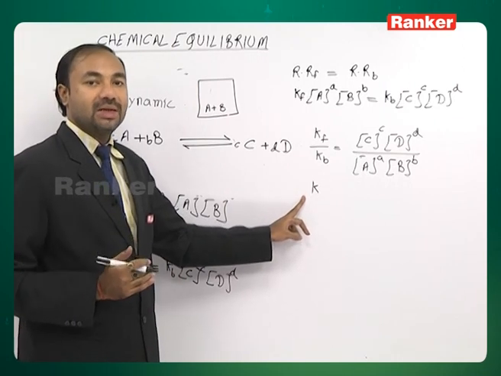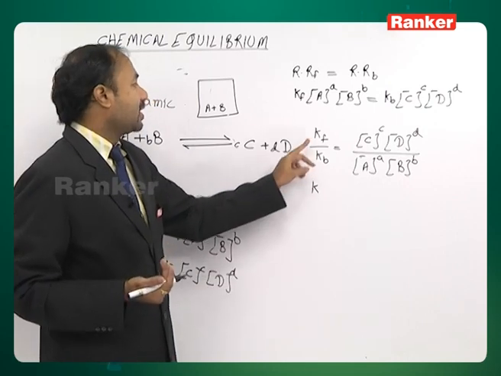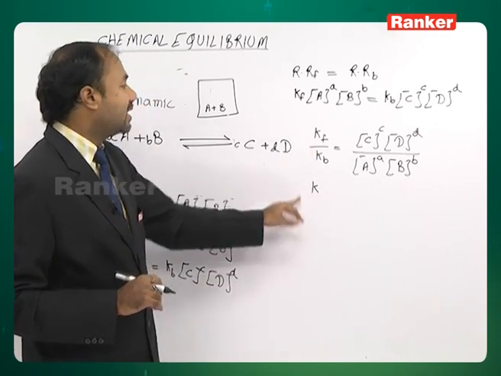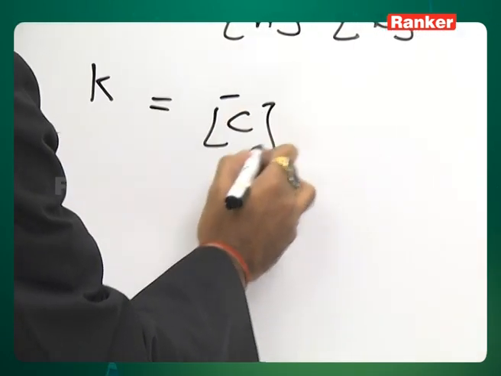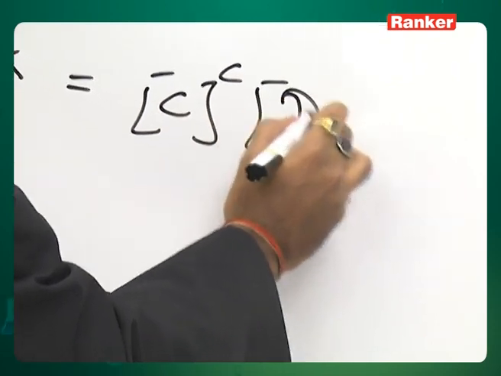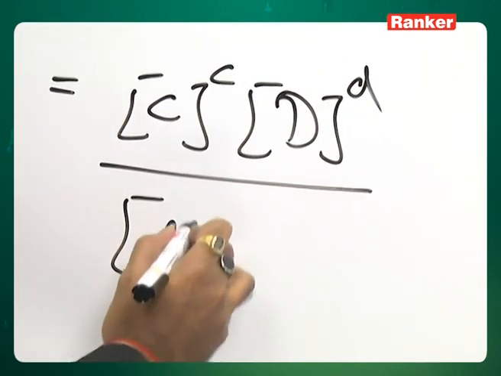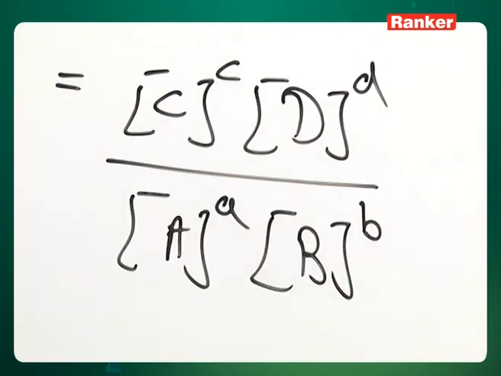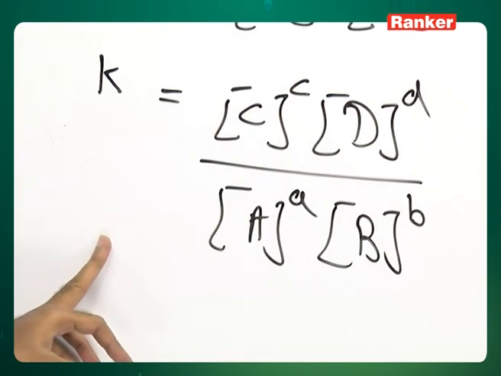This K only is known as equilibrium constant. So from here you can understand that equilibrium constant is nothing but the ratio of rate constants of forward and backward reactions. Now we get K equal to concentration of C power c into D power d upon A power a and B power b. This is the expression for equilibrium constant.